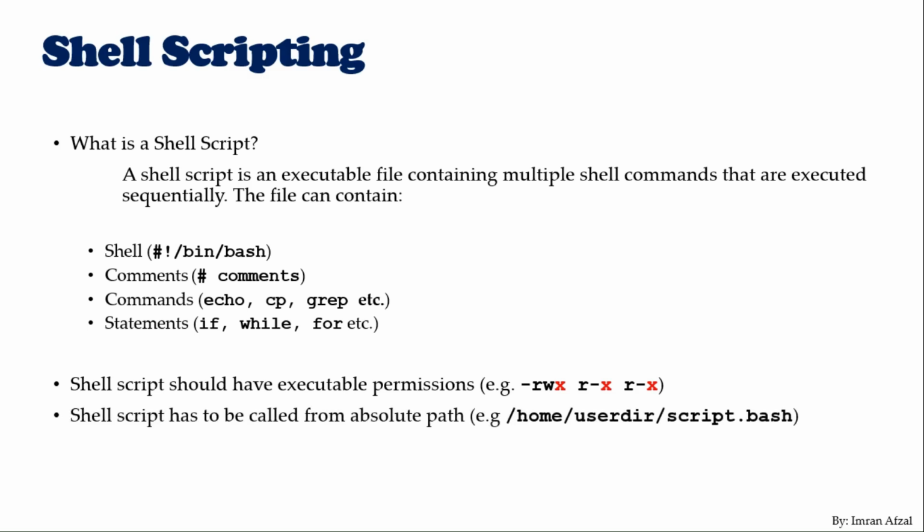A shell script has to be called from an absolute path. You always have to define the complete path of the script, meaning in this case something like /home, your user directory, and the name of the script. If it is not an absolute path, you could still run it if you are in the current location. All you have to do is put a dot, slash, and the name of your script.